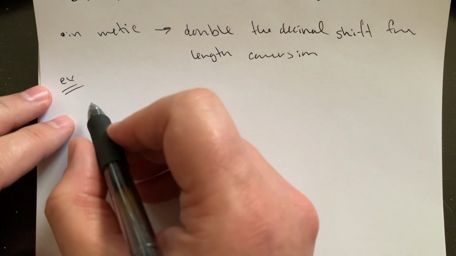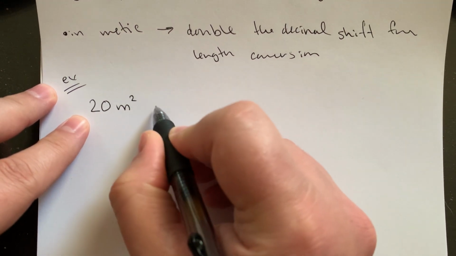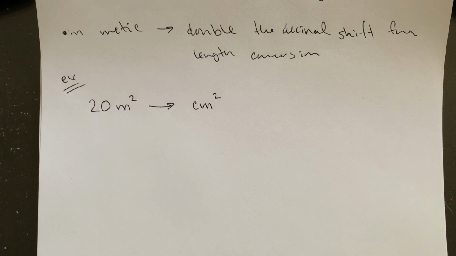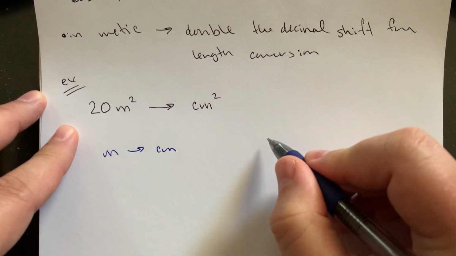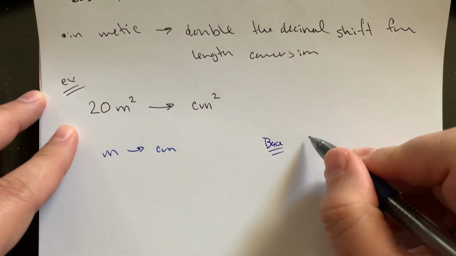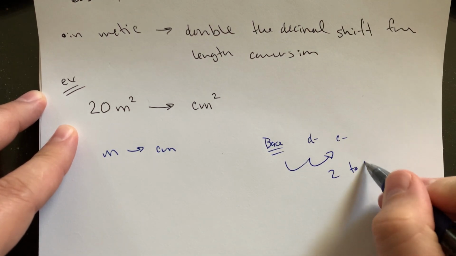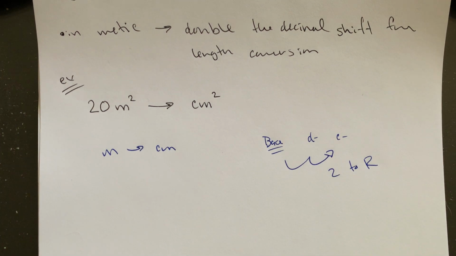So say for instance, we've got 20 square meters. I want to convert it into square centimeters, right? So meters to centimeters, that's right, base unit. We've got deci and then centi, right? That's a conversion two to the right. And so for squared units, essentially what I need to do is do that conversion twice. I need to do it once for the length and then once for the width, is a way to think of it geometrically.